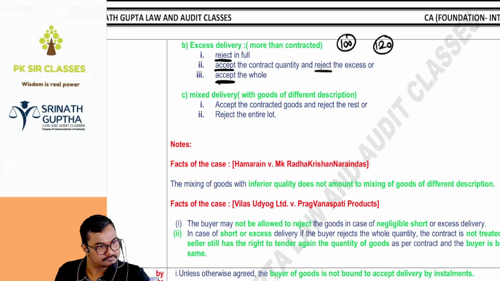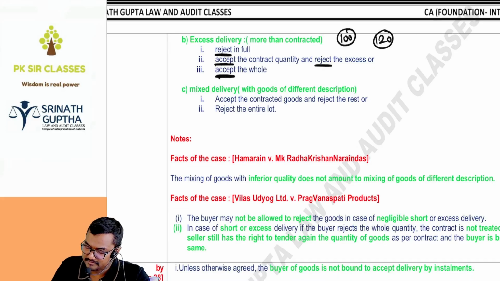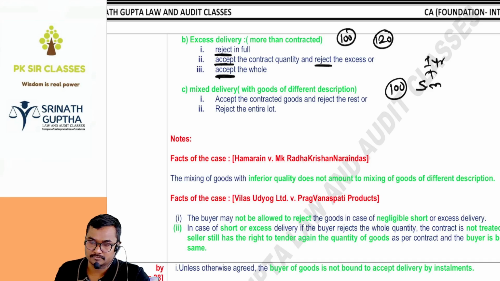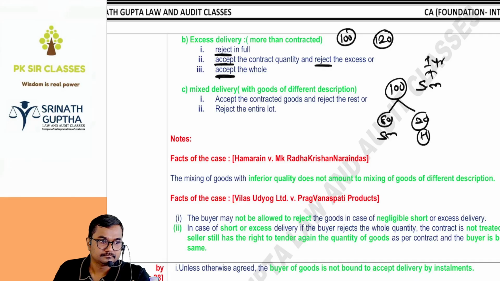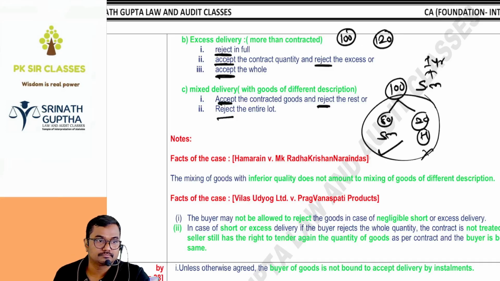Which delivery? I said I would give delivery of 100 bags of Sona Masuri, 1 year old. But I'm giving 80 bags of Sona Masuri rice, and 20 bags I'm giving Hamsa or BPT. Mixed delivery. So the buyer can accept the goods as per the contract and reject the rest. He can accept this one, reject the rest. He can also reject the whole.